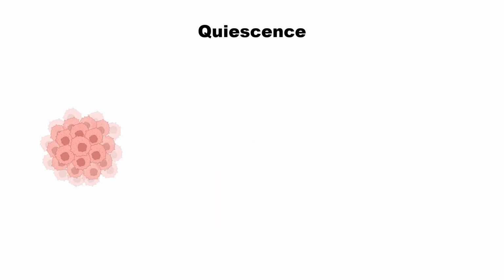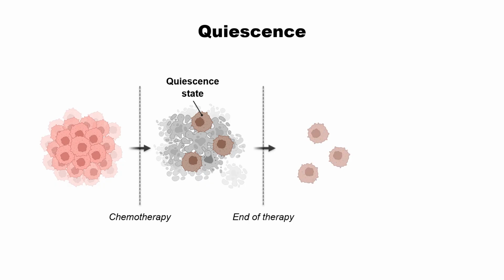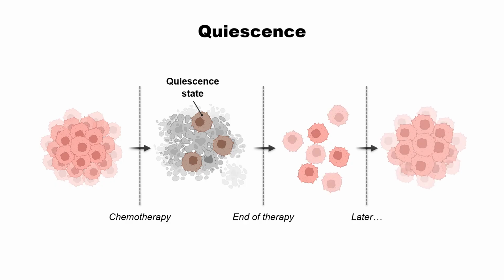The last mechanism is quiescence. When the tumor cells are treated with chemotherapy, the majority of cells die, but a very small population of cells enters a quiescent state, which is not an actively growing state, and then they can escape from the chemotherapy effect. After the therapy has ended, these cells can return to the actively growing state and multiply, and then they can generate relapse of the cancer.